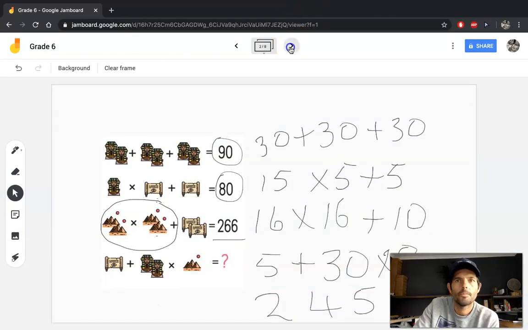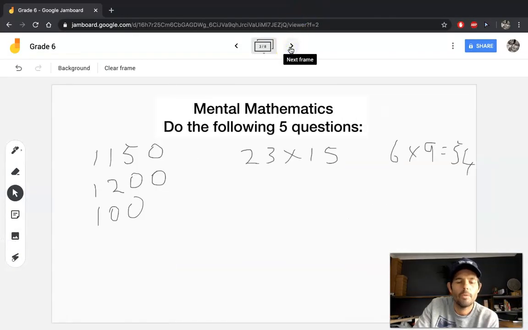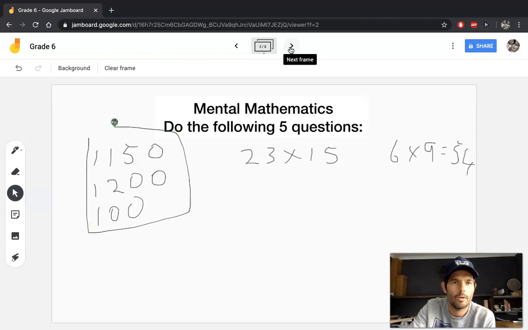Let's have a look. Okay, so I've already written in the three numbers that 1,151 should be rounded off to. So this is your nearest 10.